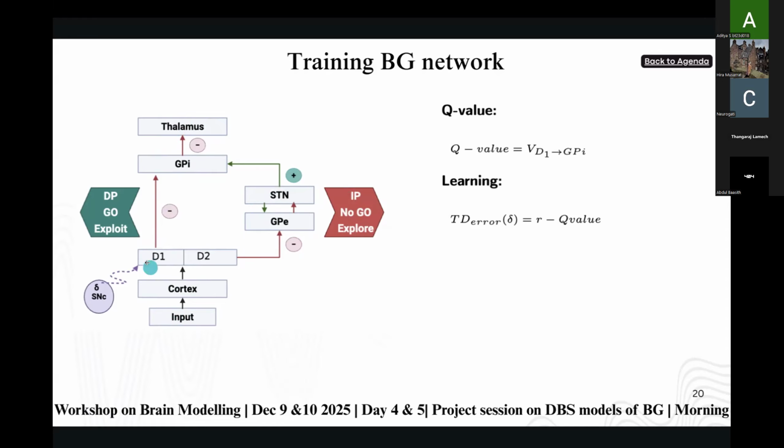And the value function is basically taken as this output of your D1 pathway. This output that connects D1 to GPi is what we take as value. Here we call the value the Q value because we are taking value for every action. So we call it the Q value.